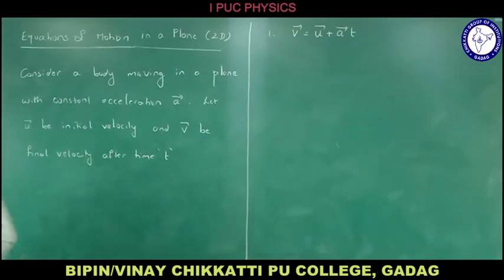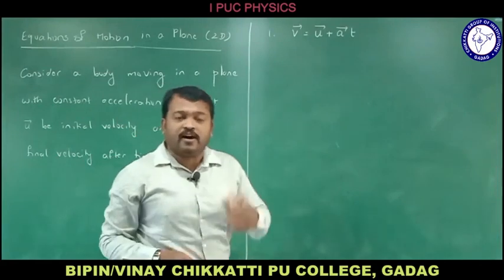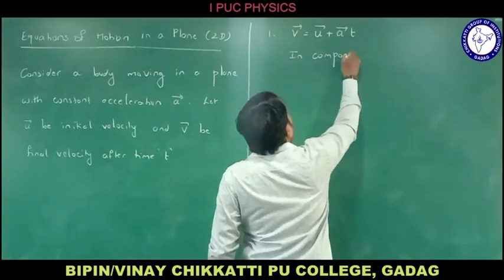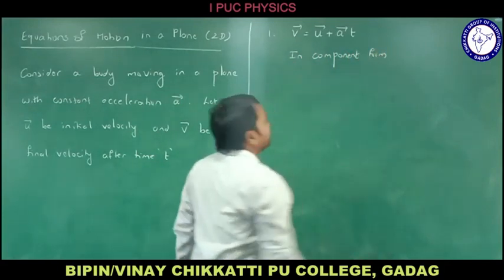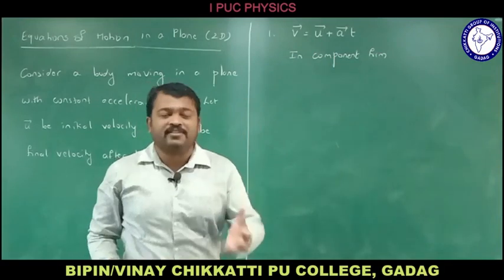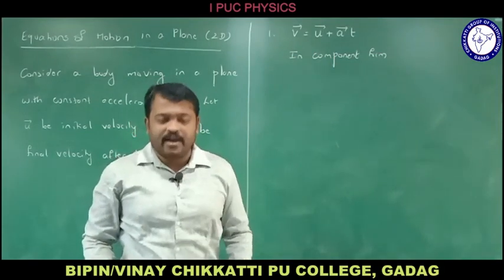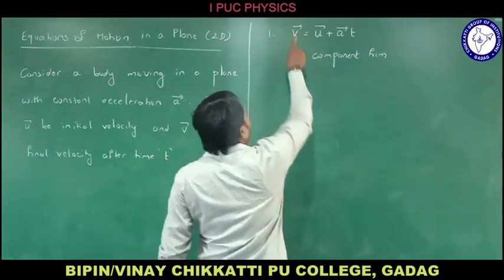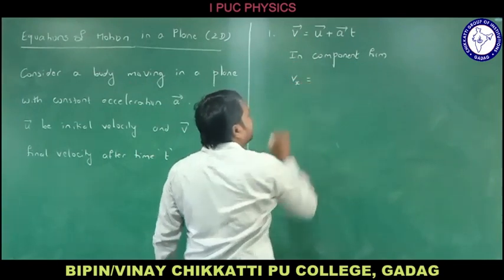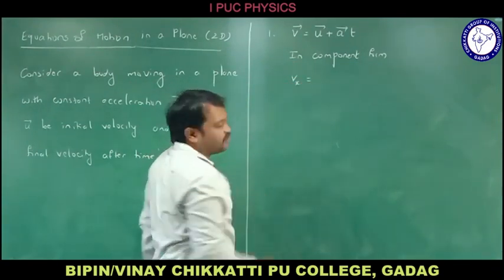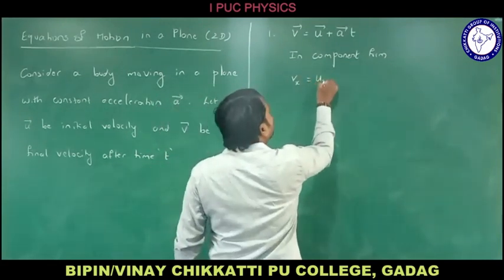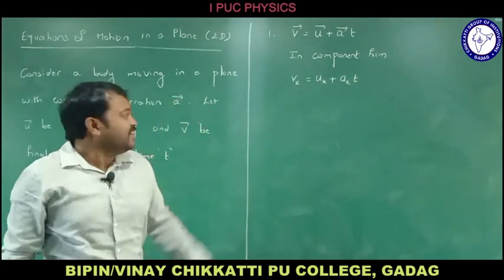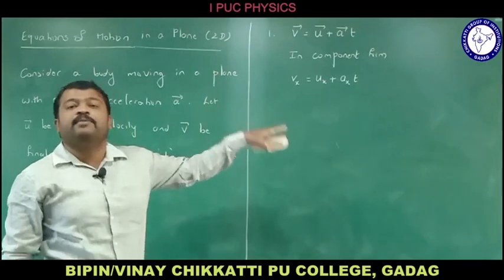So whenever we want to write that, let me take that in terms of component forms. Let me write like this in component form. How to write this in component form? There are two axes, x axis and y axis, and these axes will be applied only to the vectors because they have directions. Let me take along the x axis first, that is vx, that is equal to, let me write that at the bottom here, vx equal to ux plus, this is also a vector, ax into t. This is along x axis, the same equation but along x axis.